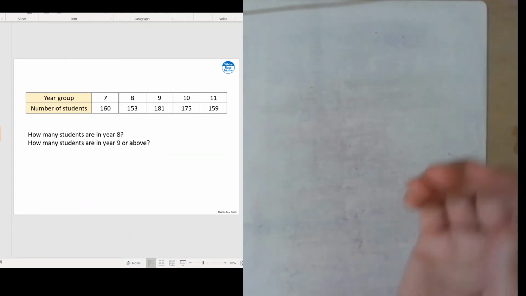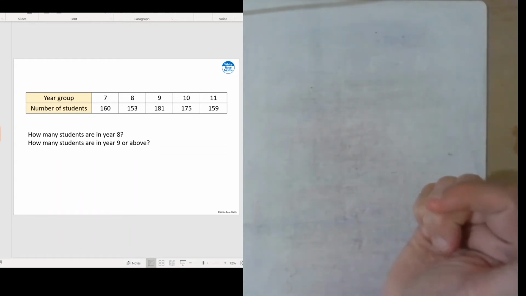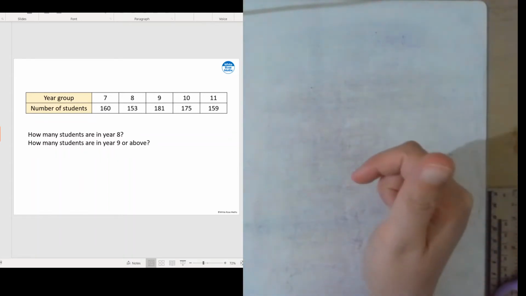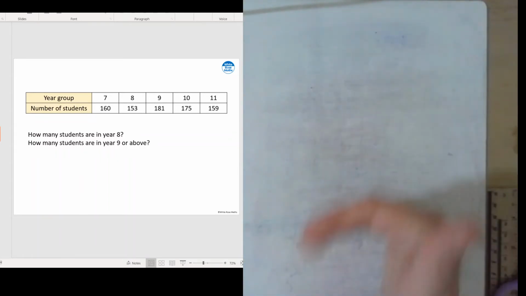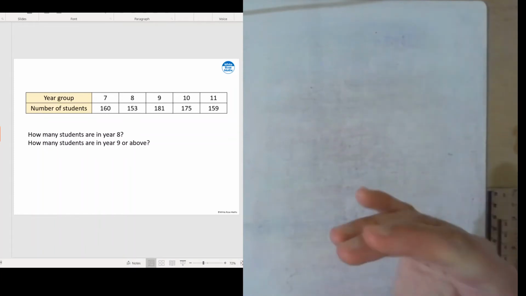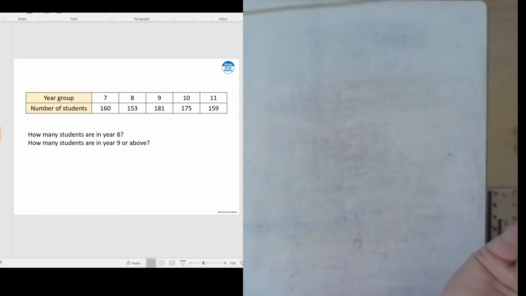That's the first part of the question. That's like understanding which box you need to refer to, but then just go for the box that does frequency rather than just going for the year group. Okay, and then it says how many students are in year 9 or above.